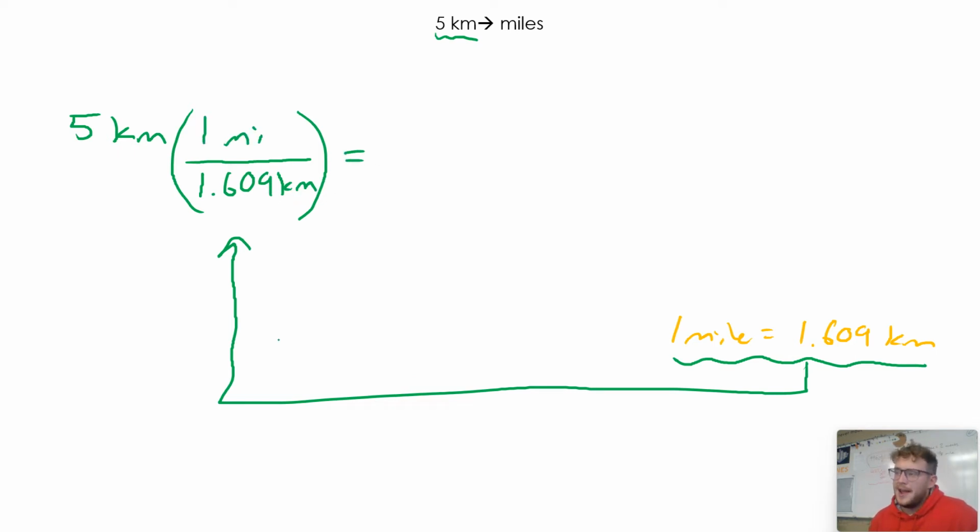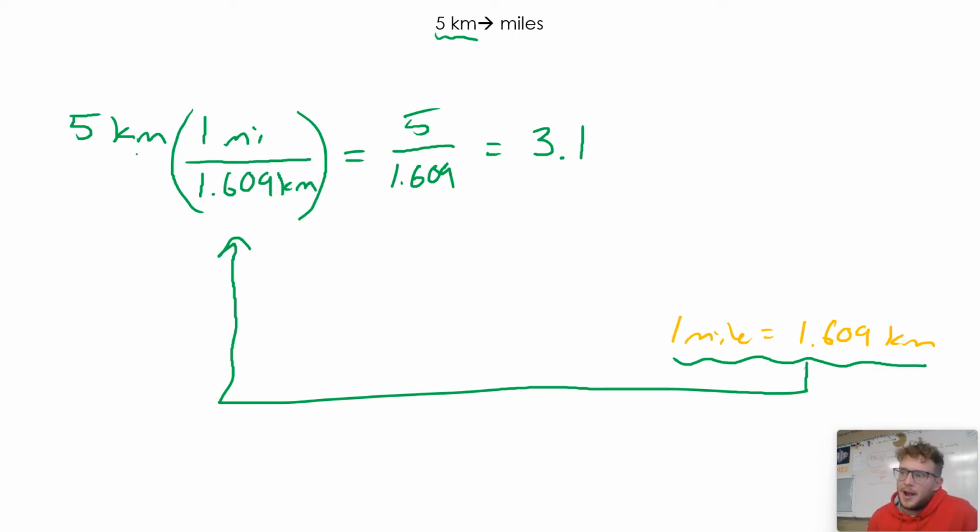And so now I just got to do the math, right? So 5 times 1 is 5, divided by 1.609. And let's see what I get. 5 divided by 1.609, and you should get 3.1. 3.1. But what's my unit going to be?